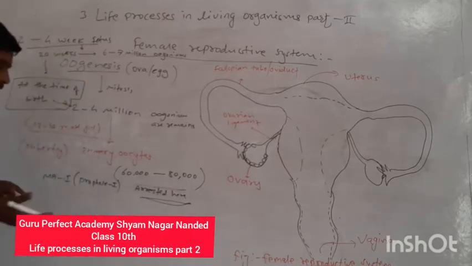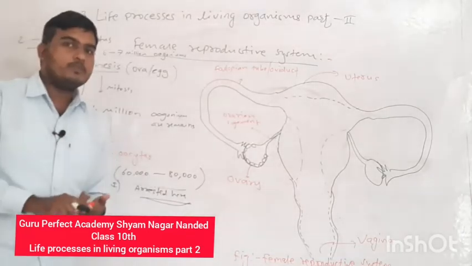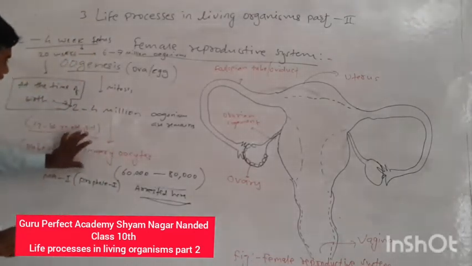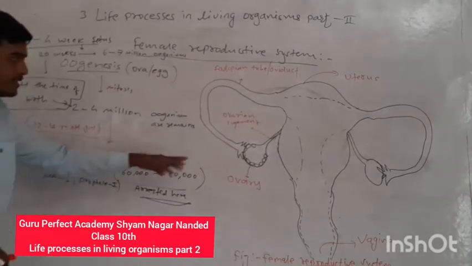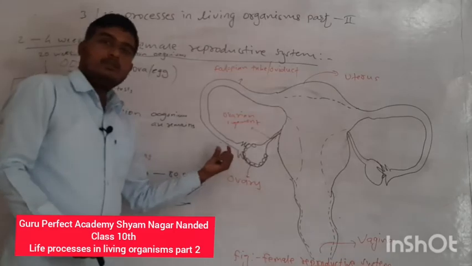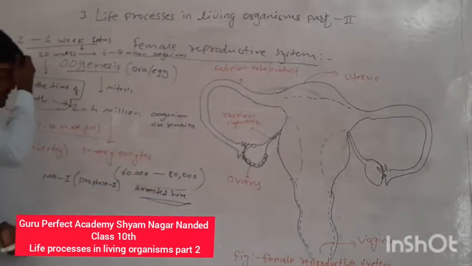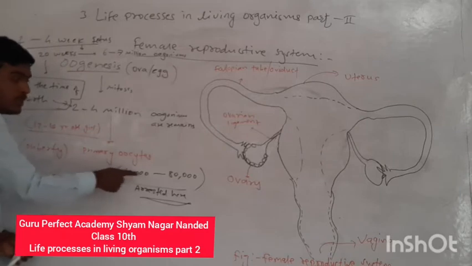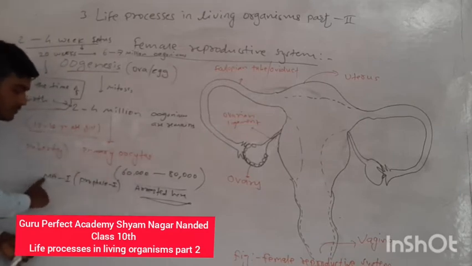In which stage? We know that meiosis occurs in two stages, meiosis first and meiosis second. Here, meiosis first starts in an oogonium cell. Here are the oogonium cells. There is a process called meiosis first. When meiosis first occurs, 60 to 80,000 primary oocytes are formed in meiosis first.